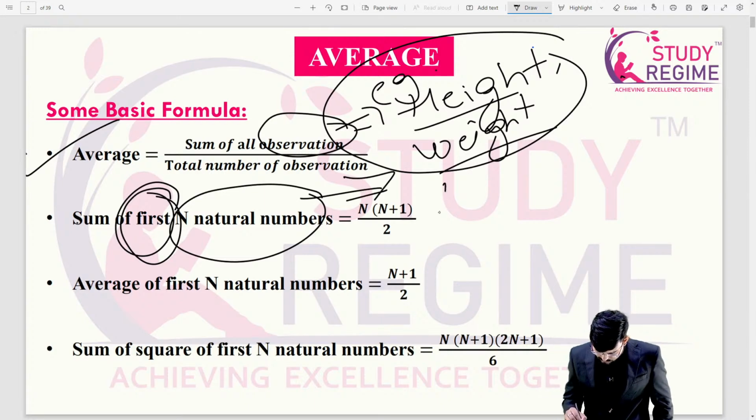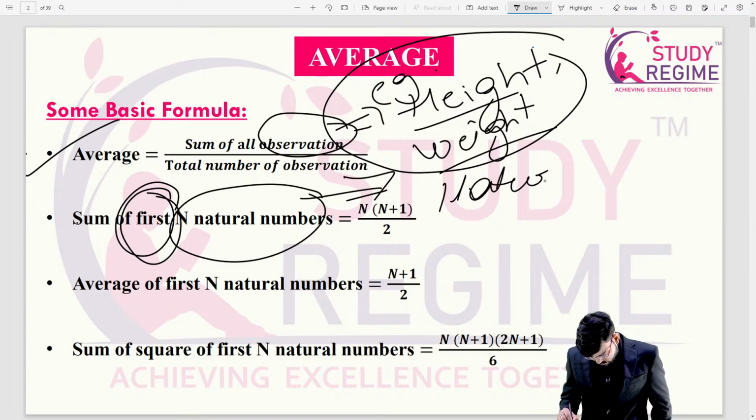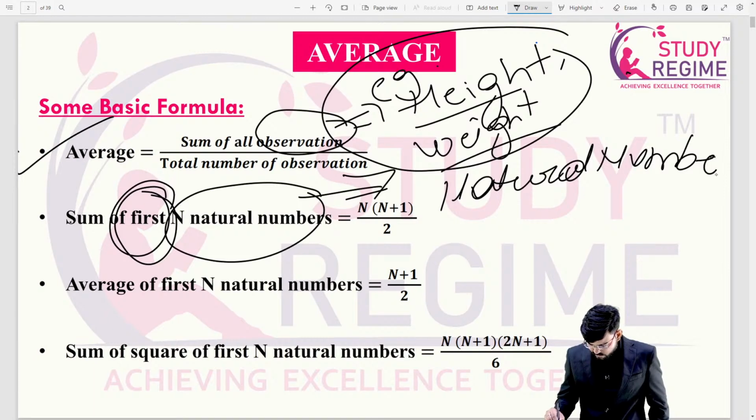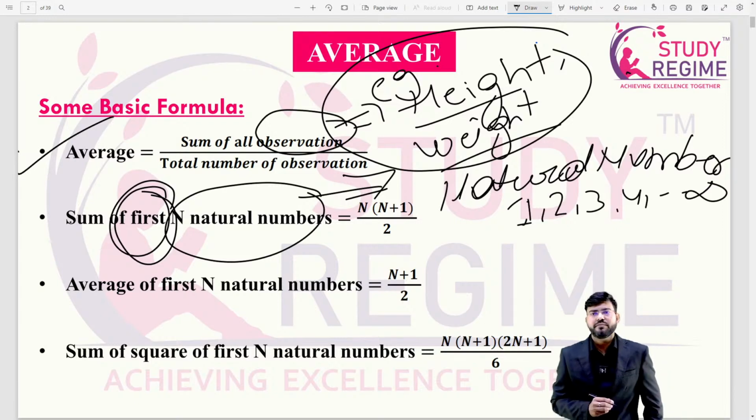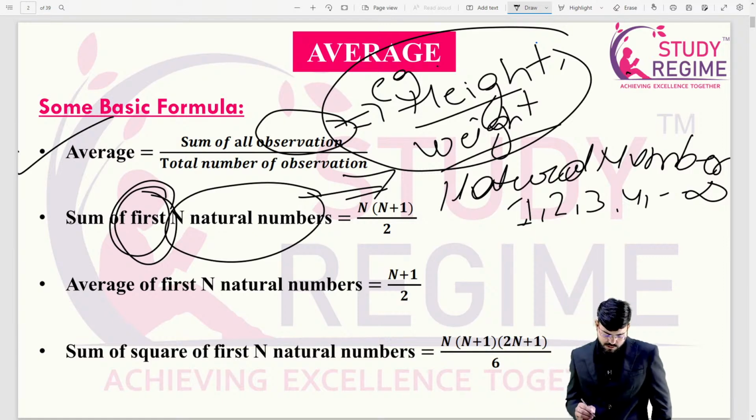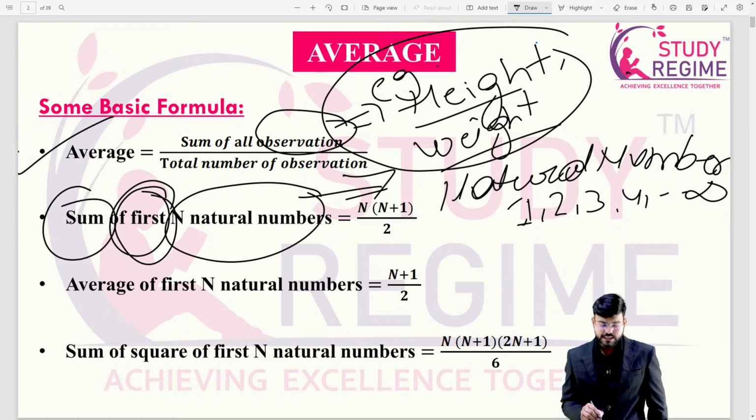What are natural numbers? Natural numbers are those numbers which start from 1, 2, 3, 4 and go up to infinity. These are known as natural numbers. So if you want to find the sum of the first n natural numbers, you can use the formula n into (n plus 1) by 2. By this formula you will get the sum of the first n natural numbers.